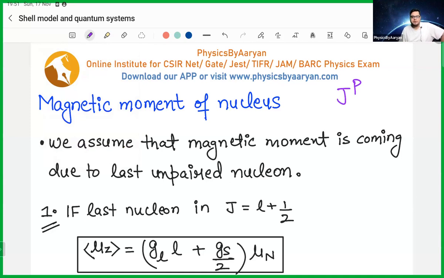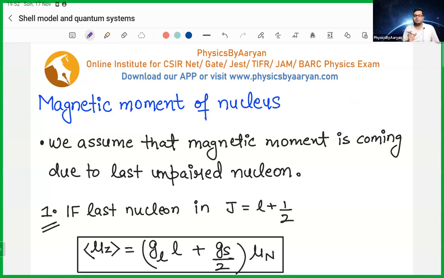Now we want the magnetic moment. Magnetic moment is only important from two points of view: one is the GATE exam and one is the NET exam. No one else will ask this. And NET has also asked only one or two questions. So it's not a very important topic. You just need one or two formulas and that will be done. Okay? So let's see what we can do.